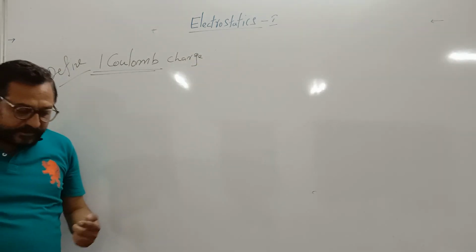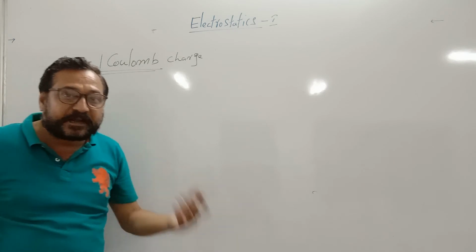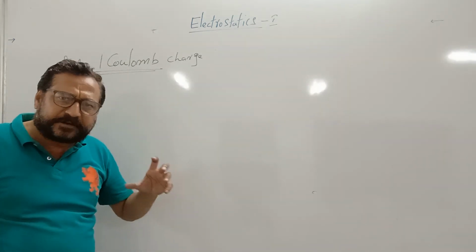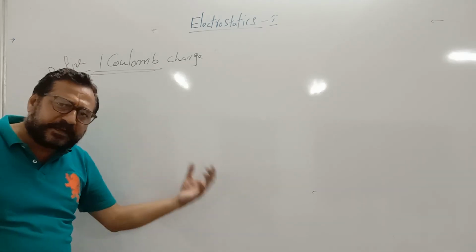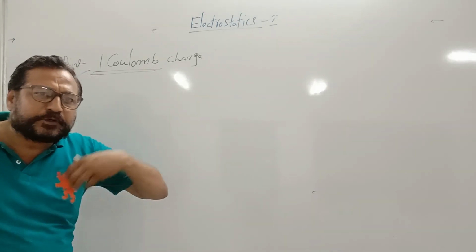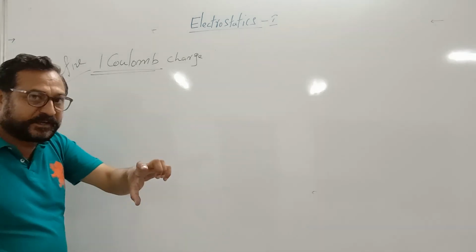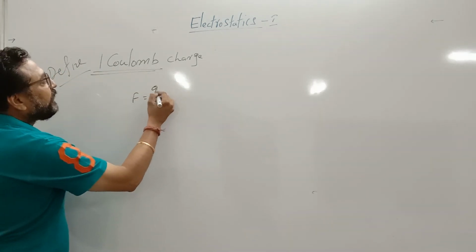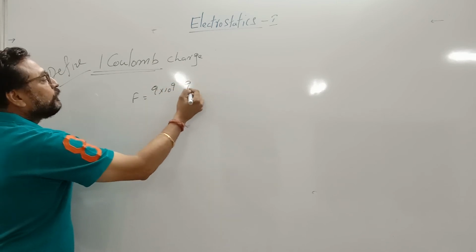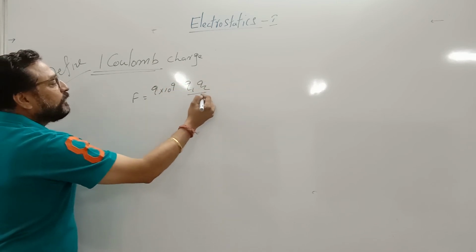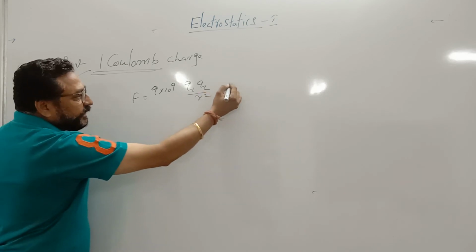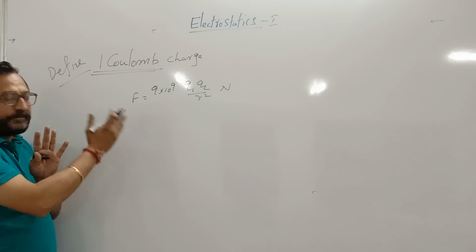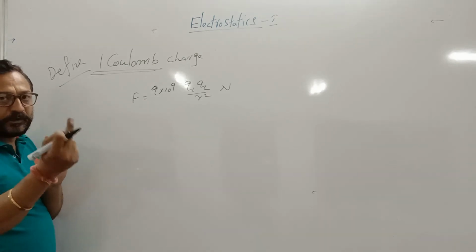Otherwise you will have to take it from the book. You create them yourself, derive it on your own, and you can develop new dimensions yourself. Easiest formulation, right? F is equal to 9 into 10 to the power 9 Q1 Q2 upon R square. It is measured in Newton. Then we put all the values together and define what is 1 coulomb charge.